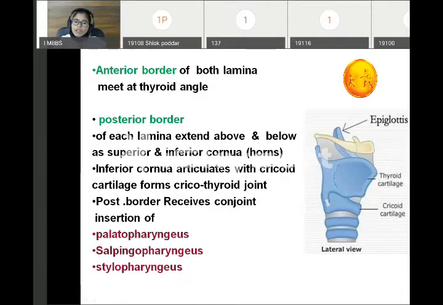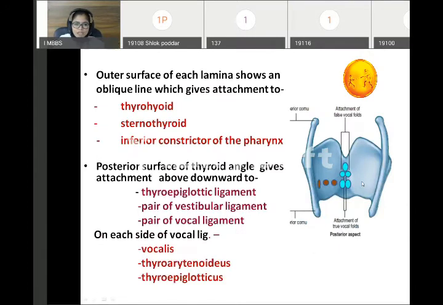Now two surfaces are there: outer surface and inner surface. In this diagram you can see this is the outer surface. On the outer surface there is an oblique line. This oblique line gives attachment to some muscles. These are the thyrohyoid muscle, then sternothyroid muscle, and the inferior constrictor of the pharynx. This inferior constrictor of the pharynx is nothing but the thyropharyngeus part of the inferior constrictor.